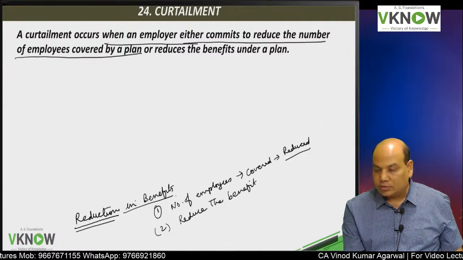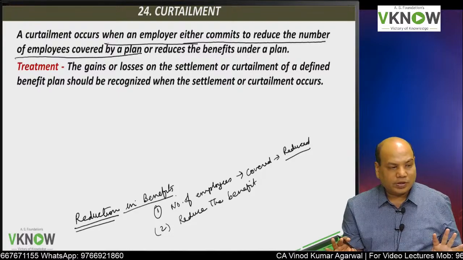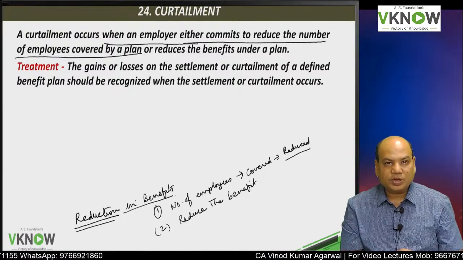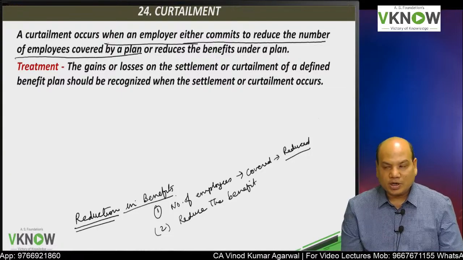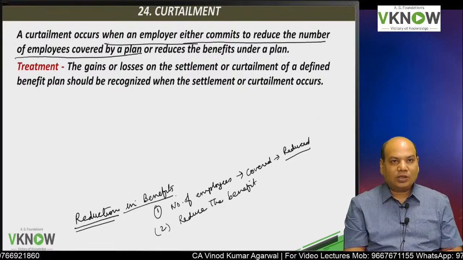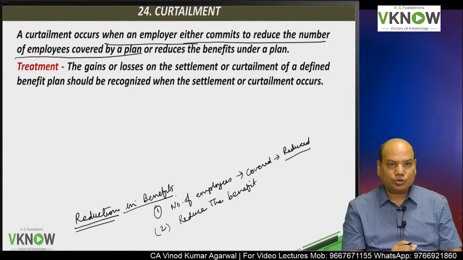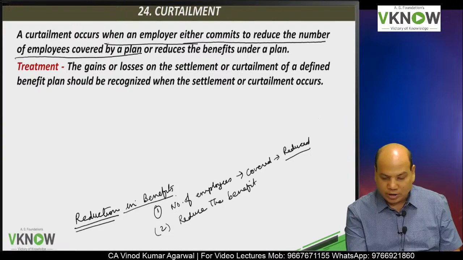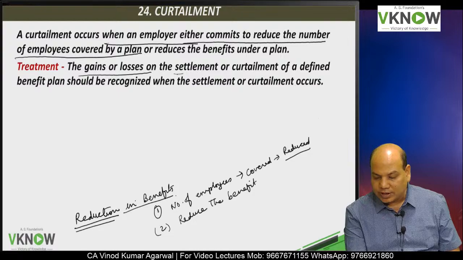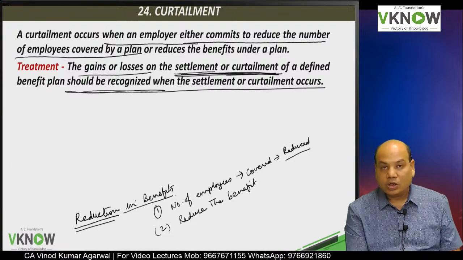They may reduce the benefit under the plan. It happens, companies have to shut down some operation or some department. So some employees of that division or department may not be eligible, and therefore the benefits will have to be curtailed. The benefits will have to be reduced. It is called curtailment. And the treatment is, I have written here, treatment: gain or loss on settlement or curtailment will be recognized when the settlement or curtailment occurs.